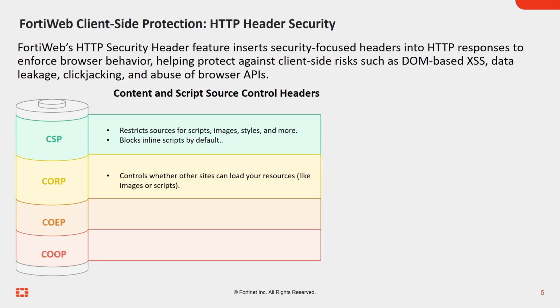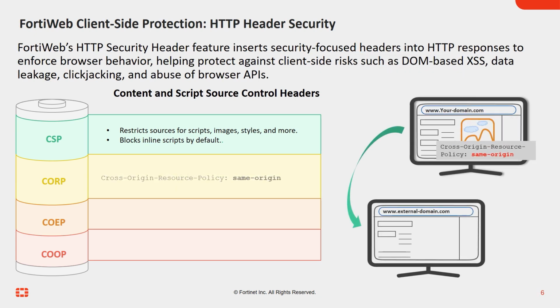The CORP header controls whether other sites can load your resources like images or scripts. For example, this header only allows resource requests from the same domain. Requests to load your resources, such as images or scripts, from external origins will be blocked.